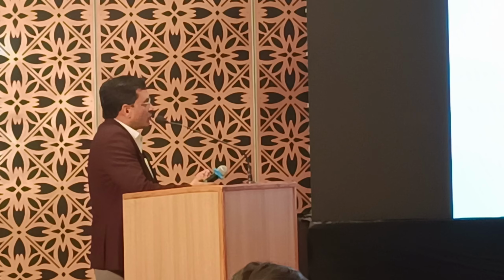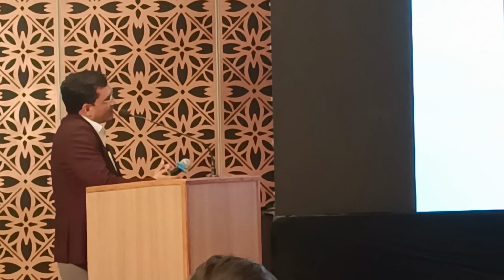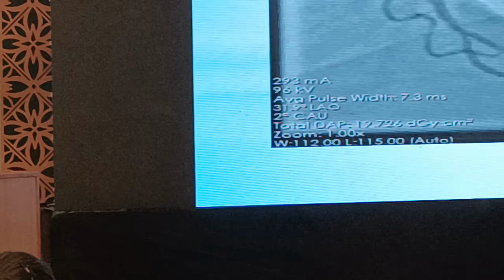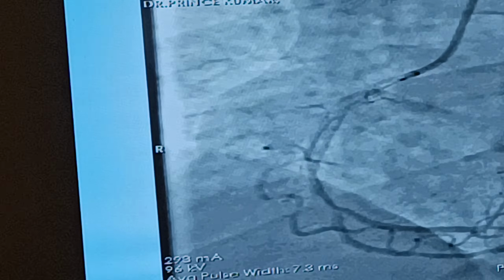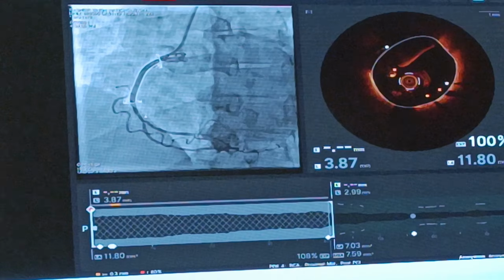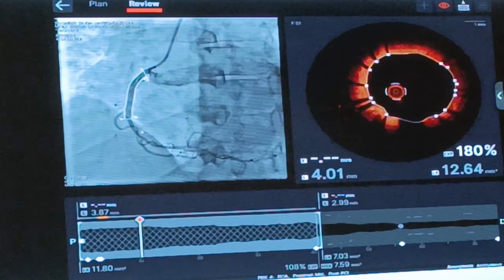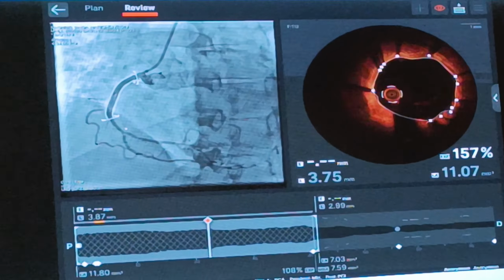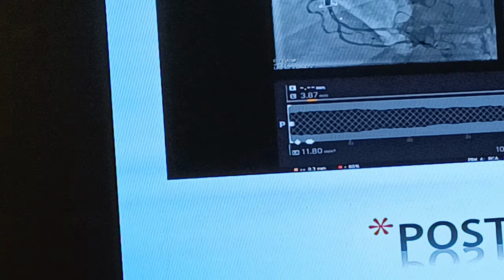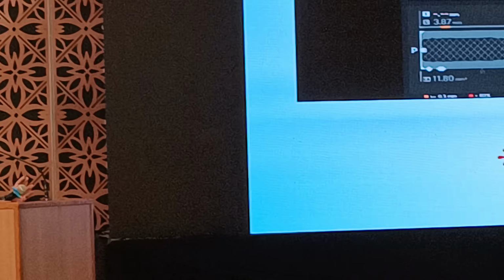So immediately we shifted the patient to the cath lab. Good TIMI 3 flow. Next. Yes. And this post PCI run, OCT run. The post PCI run, you can see there is a good expansion. More than 90% expansion is optimal. More than 80% is acceptable. More than 90% is optimal. We have around 100 to 150.